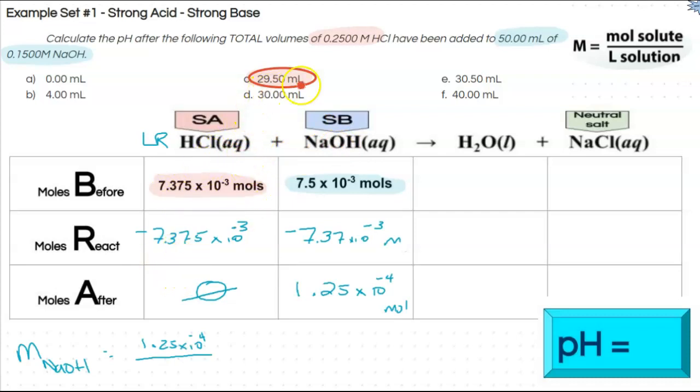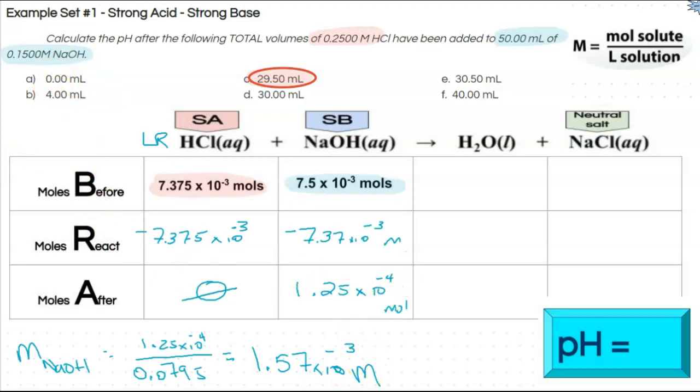Okay, 29.5 plus 50 is 79.5 milliliters. In liters, it's 0.0795. When I divide that out to find my new molarity, the new molarity of my base is 1.57 times 10 to the negative third molar concentration. I've really decreased the concentration of my sodium hydroxide by neutralizing it with the hydrochloric acid.